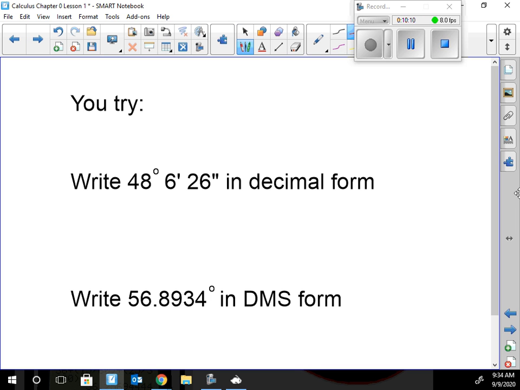Okay, so I'm going to take this and expand it out now. 48 degrees plus 6 over 60. Remember, there's 60 minutes in a degree, and then plus 26 over 3,600, because there's 3,600 seconds in an hour and 3,600 seconds in a degree.